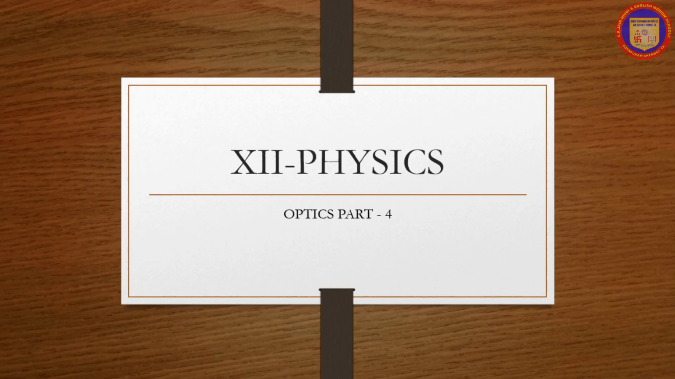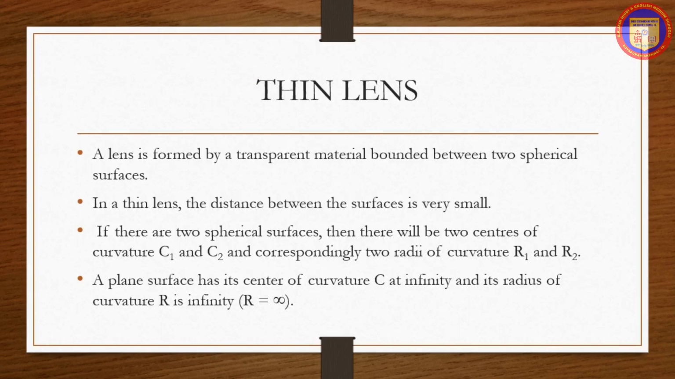Today we are going to see the chapter Optics Part 4 in 12th Standard Physics. So we are going to see about today thin lens and lens maker formula.